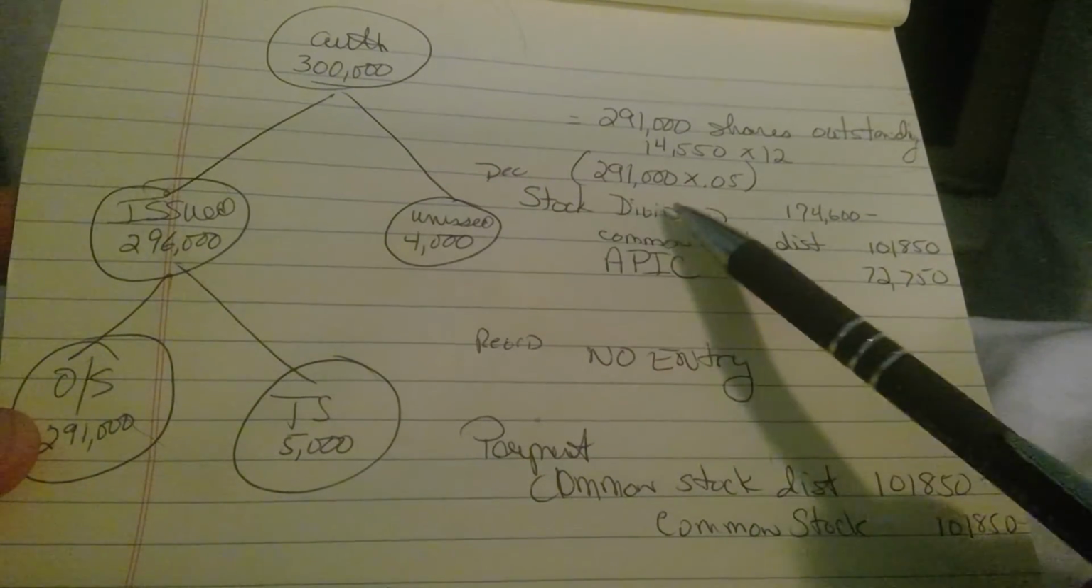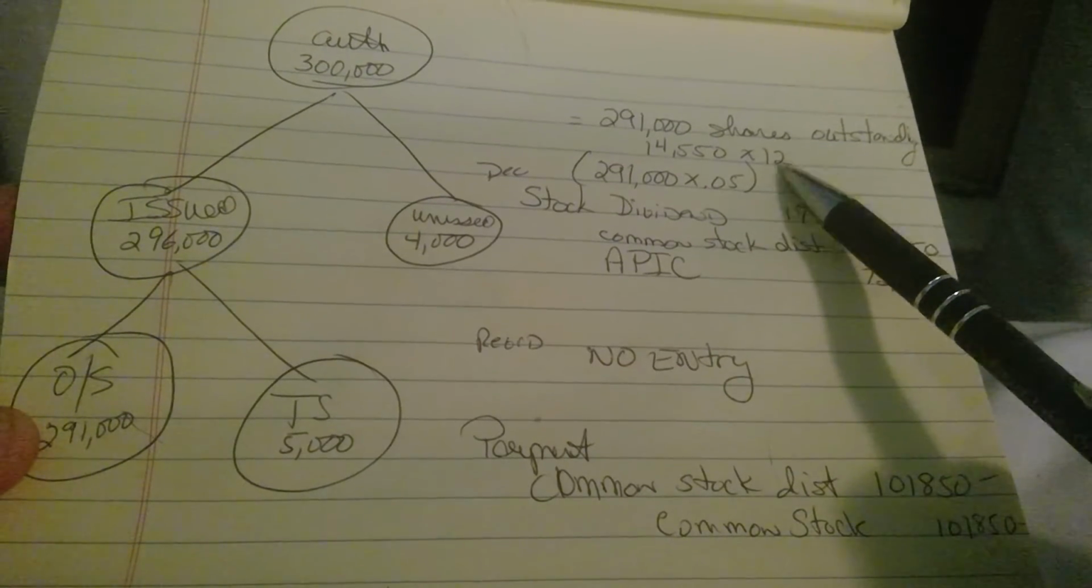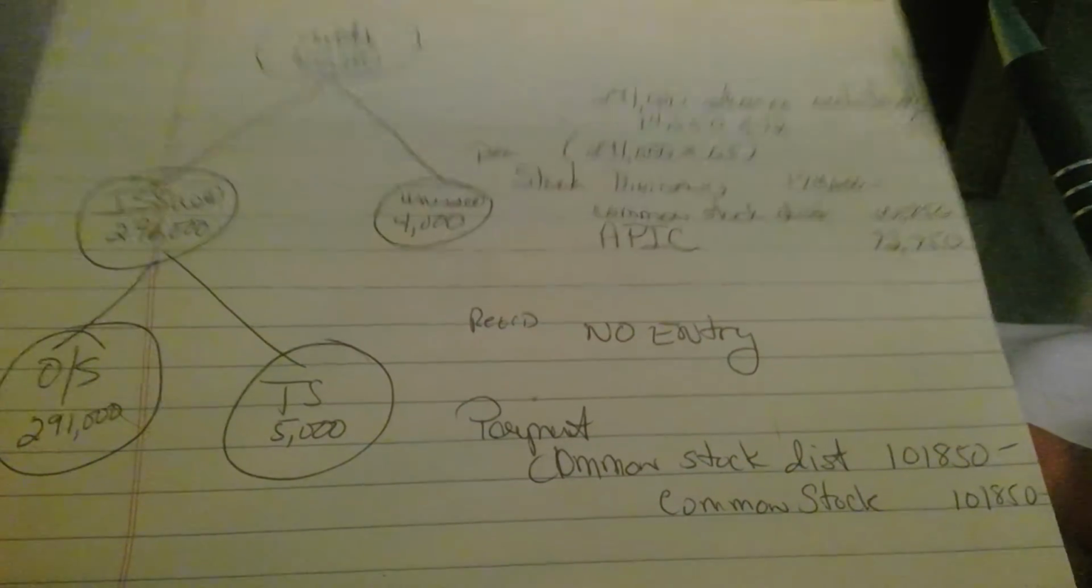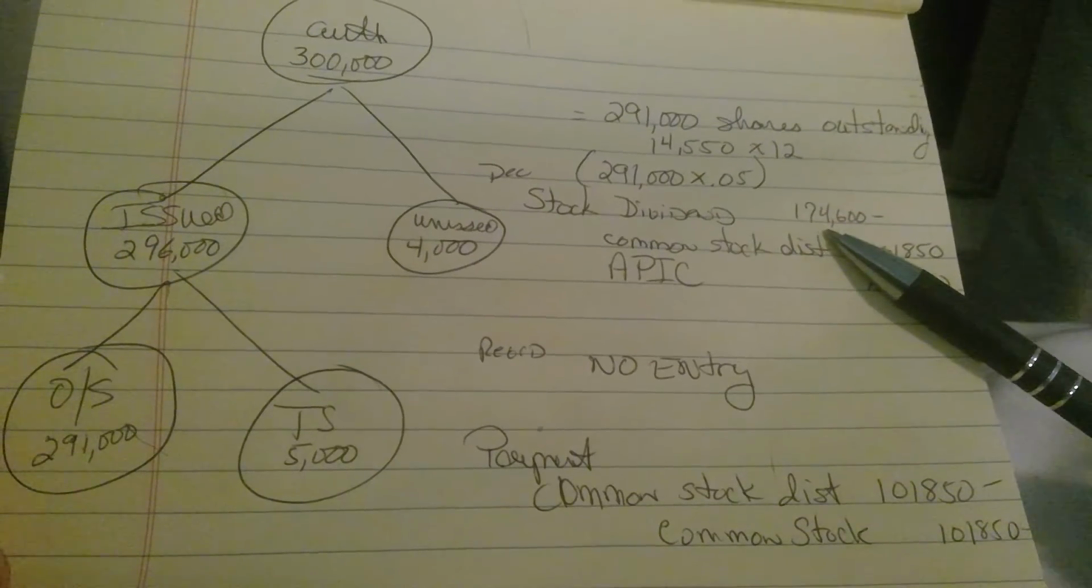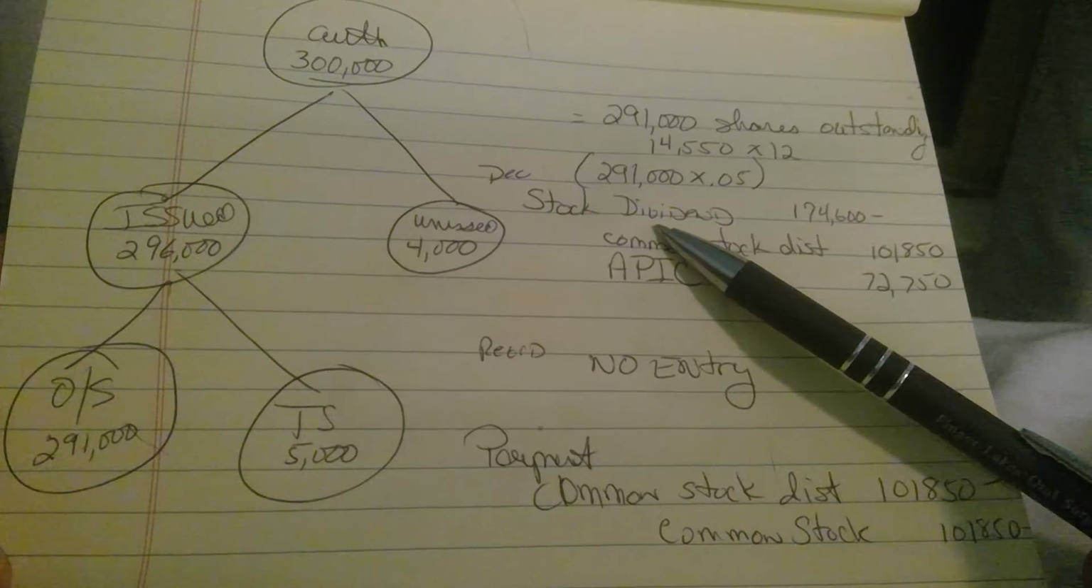So to finish up finding your stock dividend, you take the number of new shares and you multiply it by the market price, which is in the question. If you go ahead and you do that, you would come out to $174,600. That's going to be your debit.